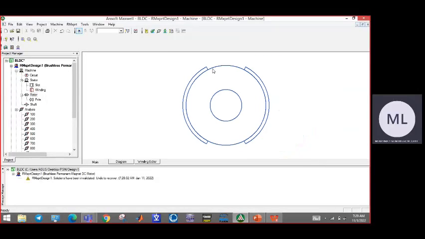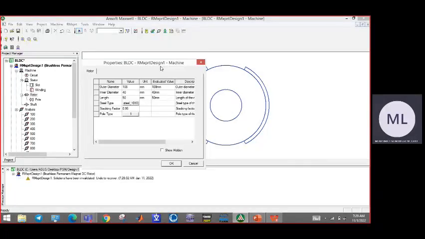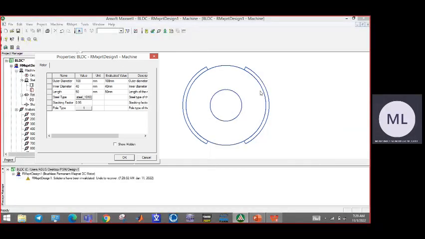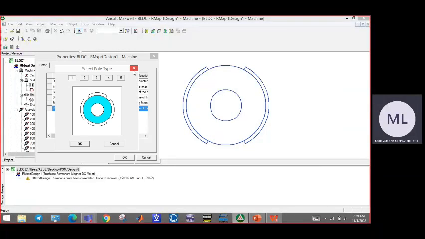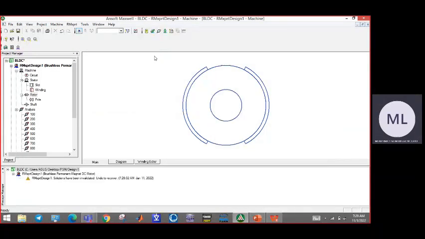For the rotor, this is the design for the rotor. The outer diameter is 108 mm, the inner diameter of the rotor is 40 mm, and the length of the rotor is 50 mm. It has the same material type as the stator, steel, and the pole type is type 1. The magnet will be placed around the rotor.